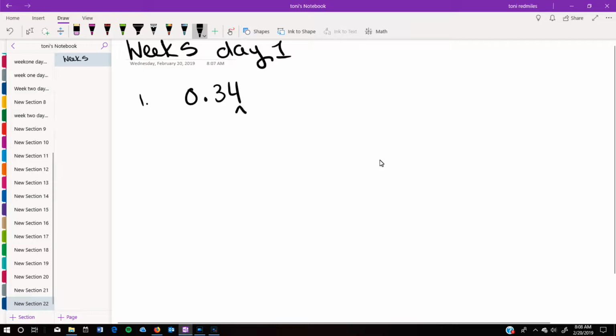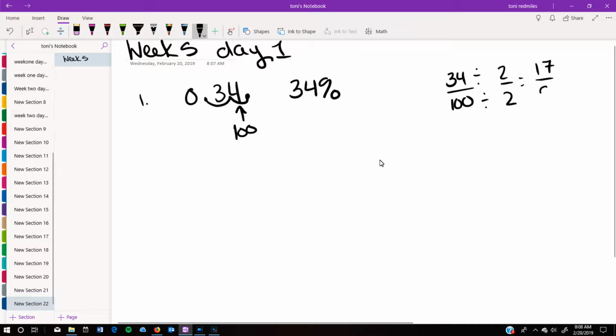Remember, we take from the hundredths place. If we take this decimal and put it behind the hundredths place, as a percent it's 34%. As a fraction, the hundredths place becomes my place value, so it's 34 over 100. If I reduce that down, remember I told you that's not as important to me as making sure that you can do the math involved, that you understand the place value. It's 17 over 50.